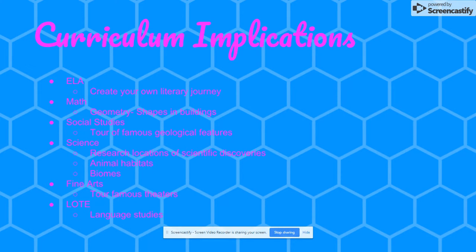For social studies, you could use it to tour famous geological features, so the Rocky Mountains, things like that. In science, it'd be good for location research for scientific discoveries. The kids could gain some context of what the other countries look like, where these scientists were researching. It also could work for animal habitats, biomes, and fine arts. You could have them tour famous theaters, like the Globe Theatre in London. And for languages other than English, you could have them do language studies through this, look at street signs and things like that in other countries.